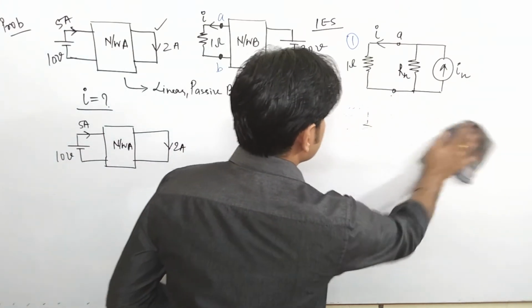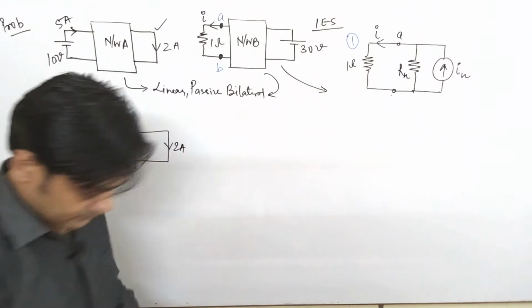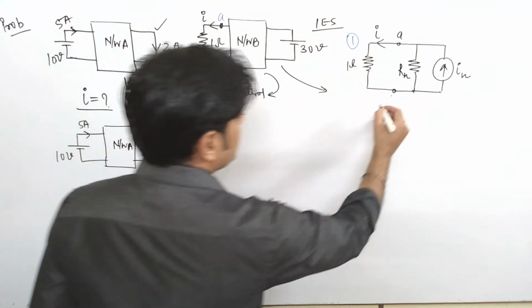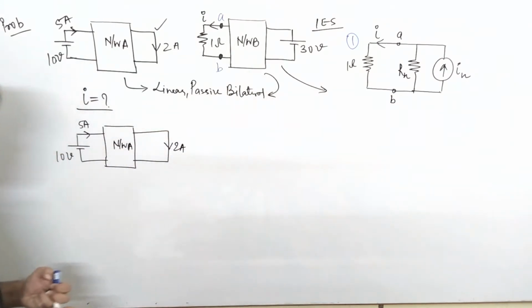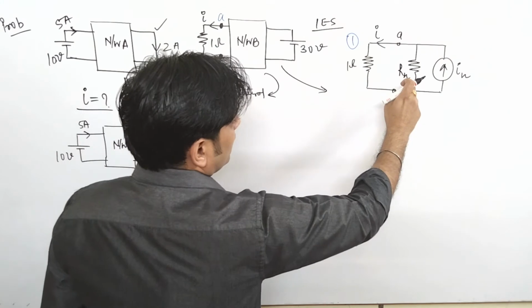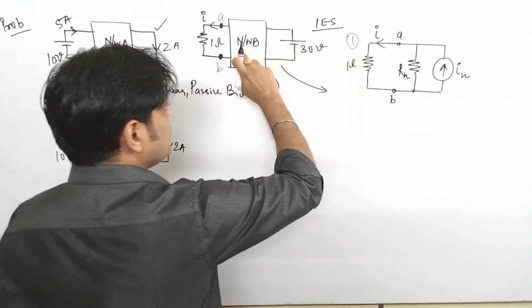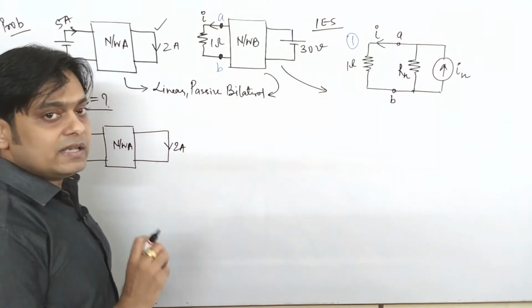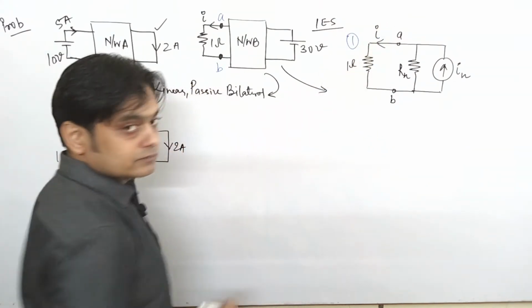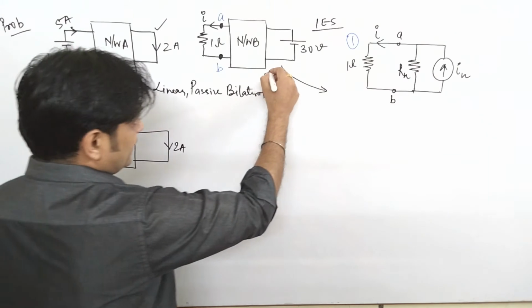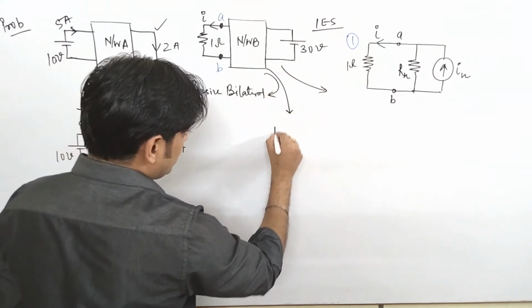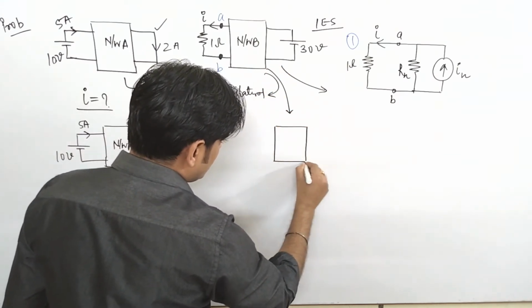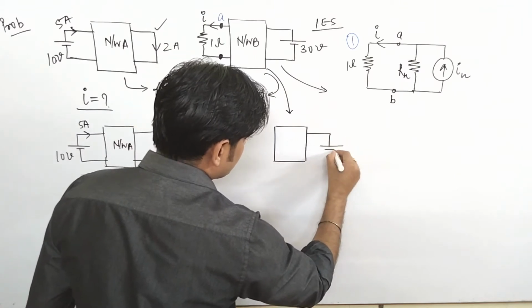We'll just remove this, and this is your terminal B. Now please try to understand how we'll solve this network. As I said, we have to find Rn and In, and once you are able to find Rn and In for this network, you can easily solve this problem. So from this network, I am redrawing this network. This network is somewhat like this.